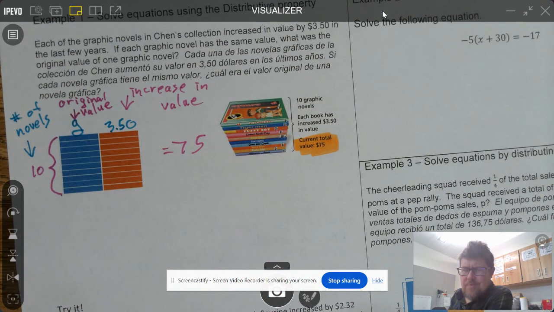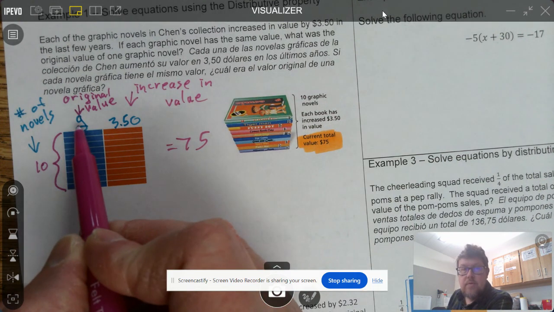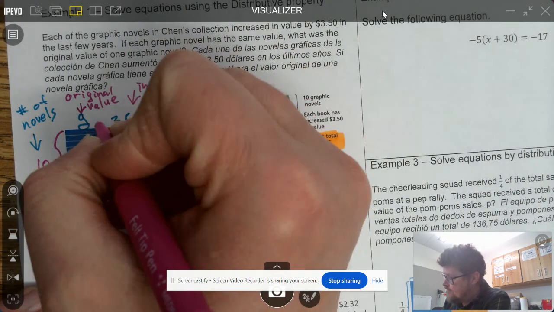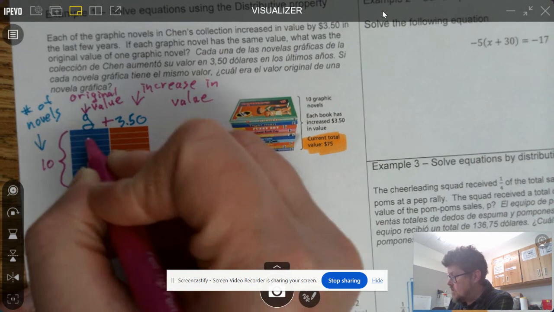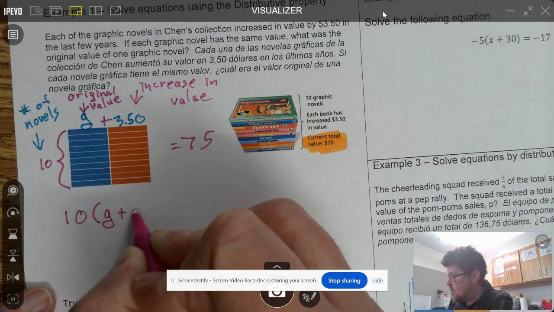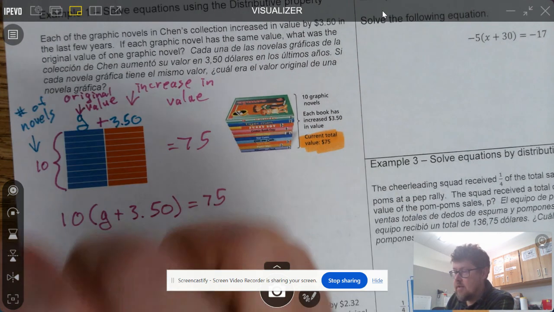And you might be like, well, that g and that 350, how do I combine them? Well, we know that the original value is increased by 350. So we're just adding them. So we're going to take this 10 and then multiply by that g plus 350 and set it equal to 75. And there is our equation.